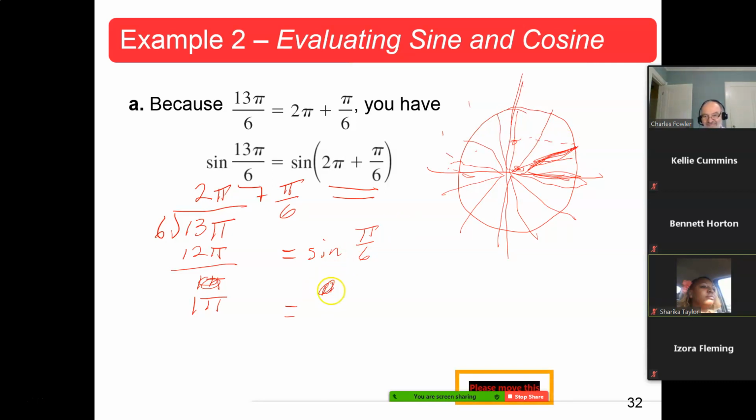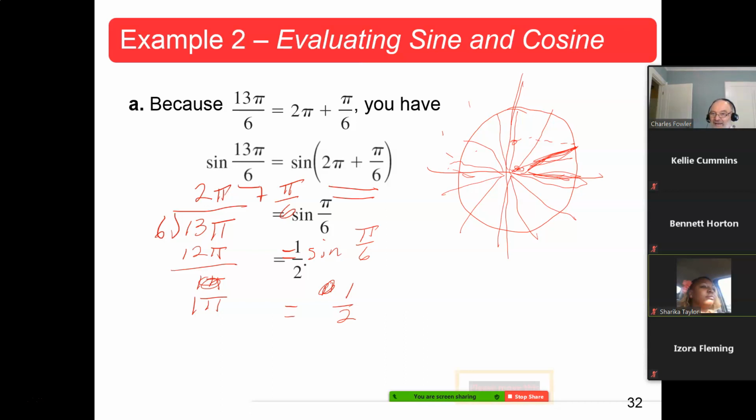Oops. 1/2. That's the sine of pi over 6. Okay, let's see how they do it. They say that is the same as sine of pi over 6, and they say sine of pi over 6 is 1/2. Exactly like I said. Okay, they just said it a lot quicker than I did.